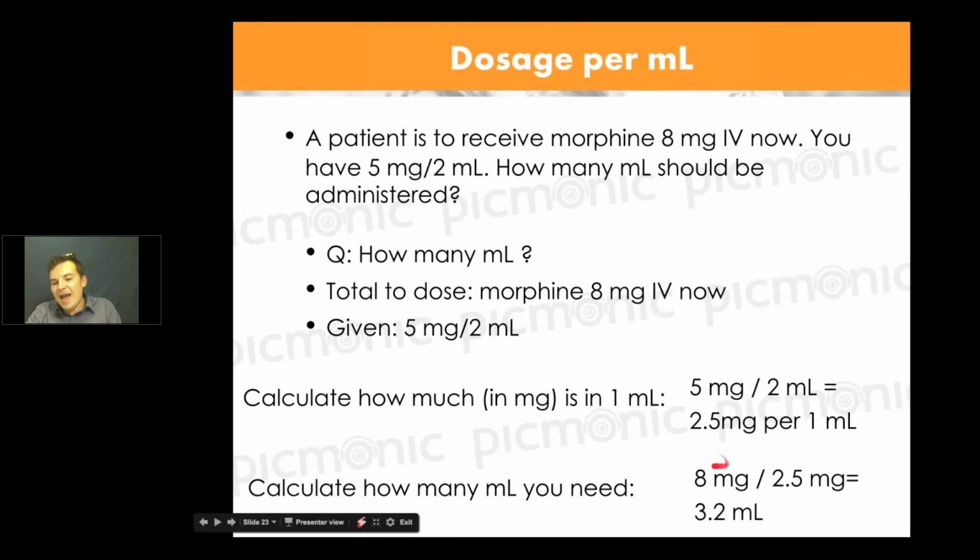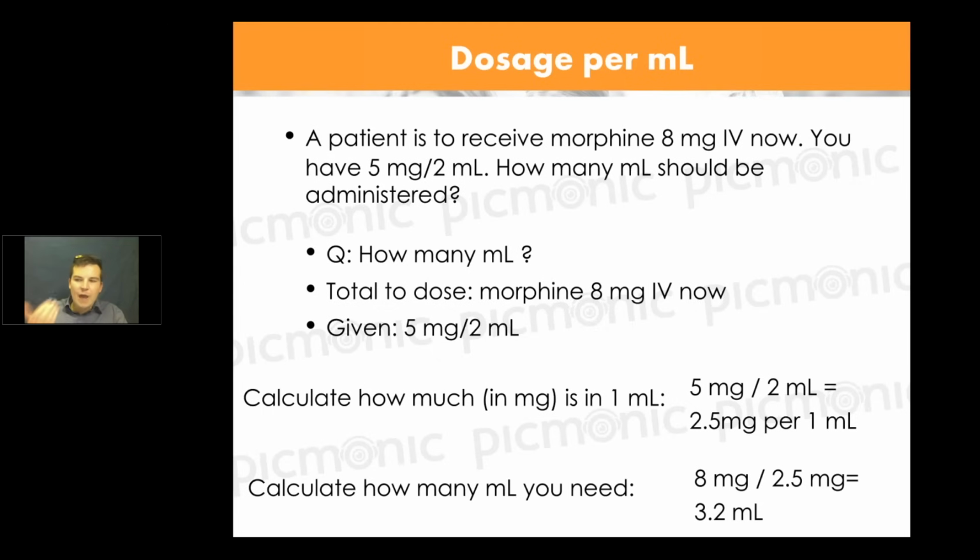Remember from the beginning, I need to give 8 milligrams, and I'm going to divide that by what I have, which is 2.5 milligrams. I have 2.5 milligrams in each one of these mLs to tell me that I need 3.2 mLs, and that's right. Lots of you guys typed in the answer. Very good. If you can think through it, all of these are the same. There is not a single one of these that changes over time.